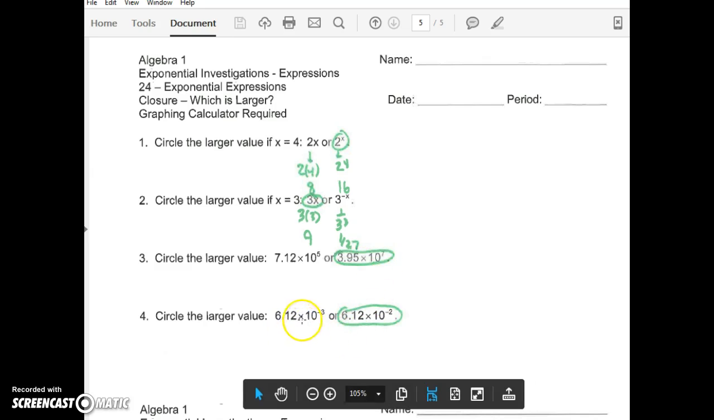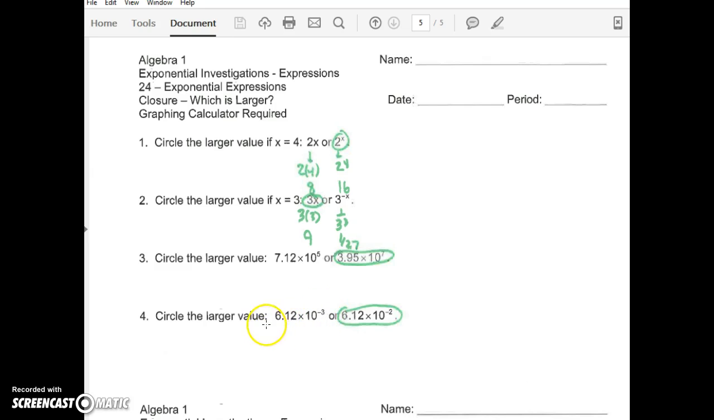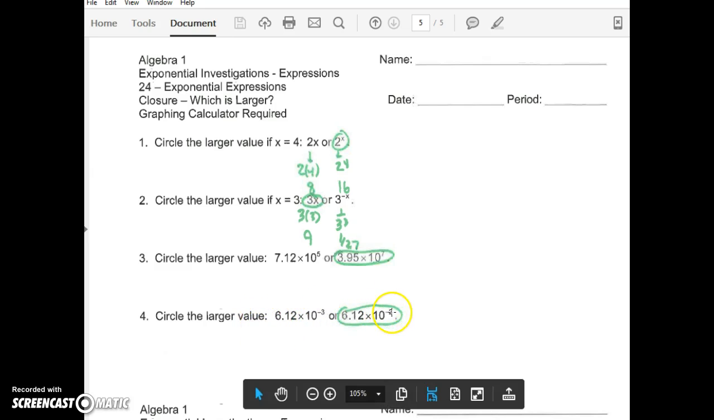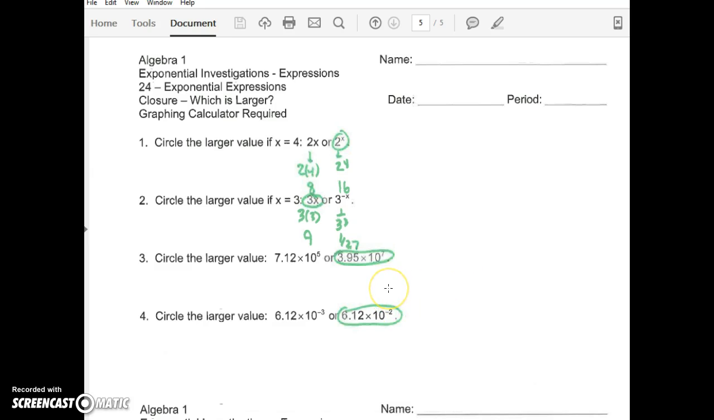And down here on number 4, circle the larger value. Again, a negative exponent, a negative 3, gives 3 leading zeros. Where this one only has 2 leading zeros, because we take the 1 away. This one will only have 1 leading zero. We move the decimal 2 places over. So that will be a slightly bigger number, a power of 10 bigger, but a bigger number, but still relatively small.